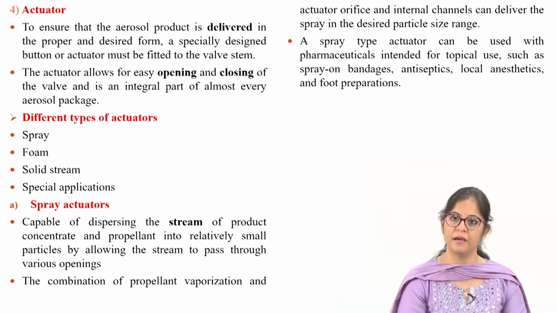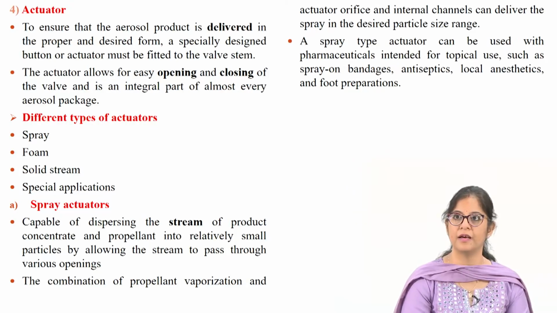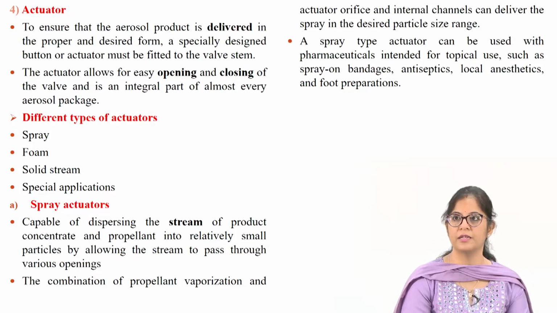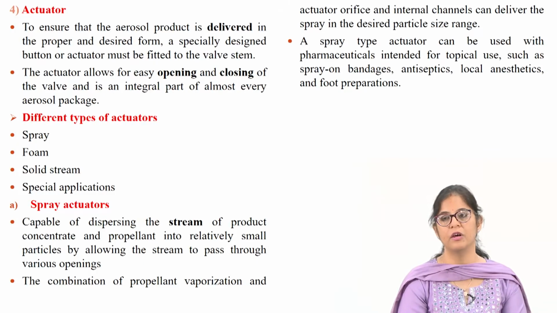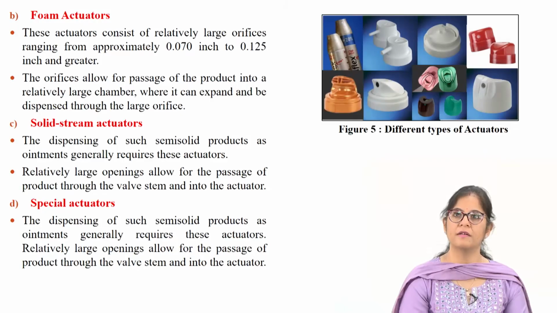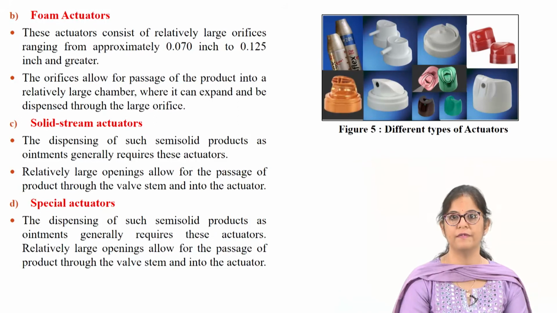The spray actuators are capable of dispensing the stream of product concentrate or propellant into relatively small particles by allowing the stream to pass through various openings. The combination of propellant vaporization and actuator orifice and internal channels can deliver the spray in the desired particle size range. A spray type actuator can be used with pharmaceuticals intended for topical use such as spray on bandages, antiseptics, local anesthetics, and food preparations.